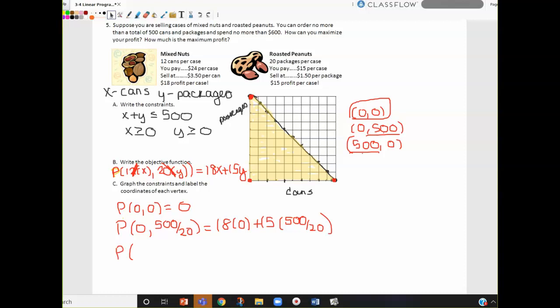And if I buy only cans and no peanuts, we would make a profit of $375. And if I sold only mixed nuts and no peanuts, we would make a profit of $750. So we would want to sell mixed nuts over roasted peanuts.